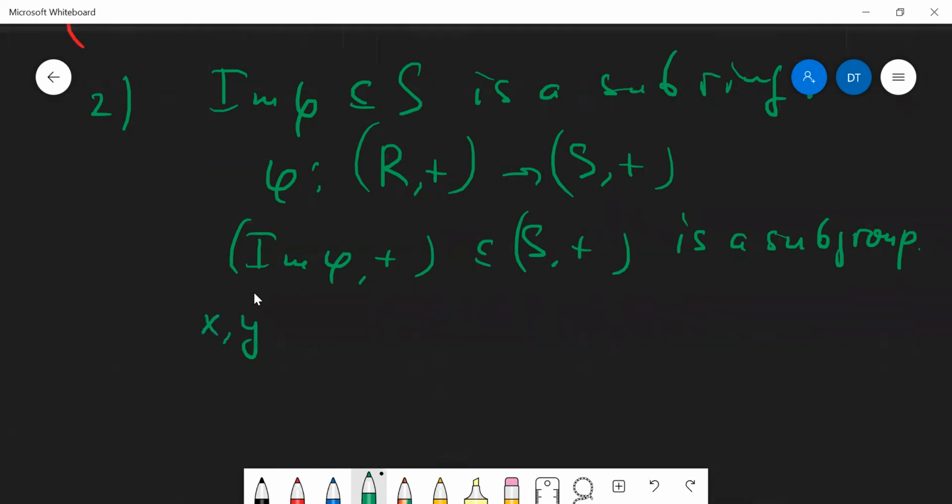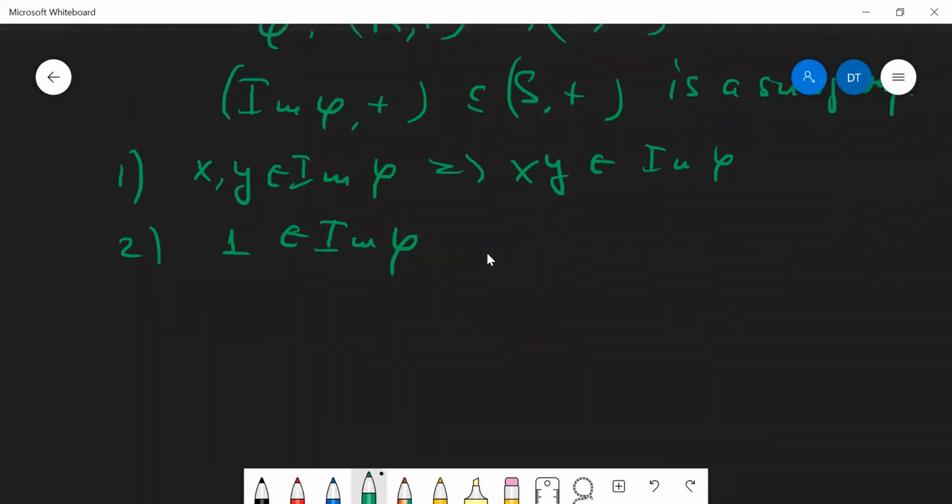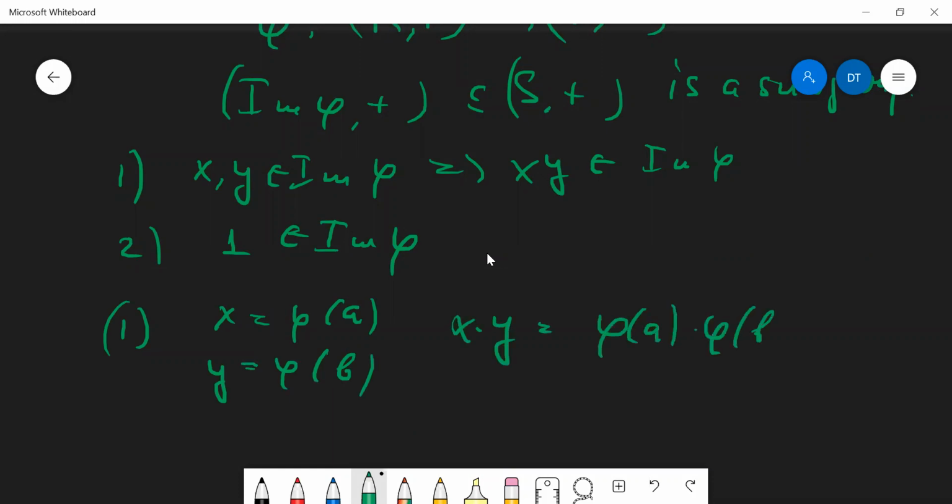So we want to show that if x and y are in the image, then the product is in the image. That's the first thing we need to show. And the second thing, we want to show that the identity of the ring S belongs to the image. So how to prove the first claim? Well, if x is in the image, then x is of the form phi of A. And if y is in the image, then it's in the form of phi of B. And x times y is phi of A times phi of B. And since phi preserves the multiplication, it's phi of A times B, which is in the image.